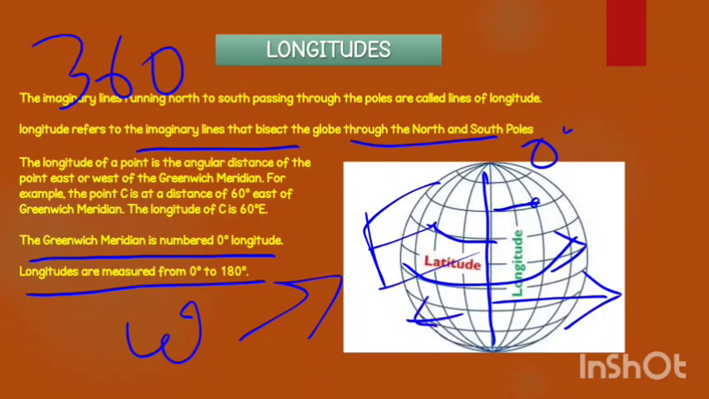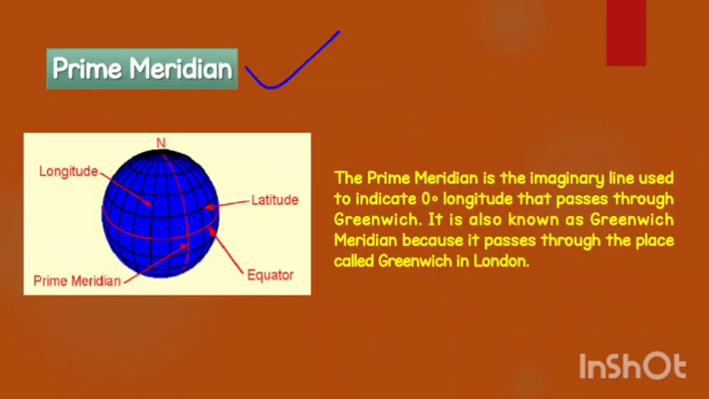Now, the prime meridian. What is the prime meridian? The Greenwich meridian is a reference line for measuring east or west distance. The Greenwich meridian converges on the two poles and passes through the observatory at Greenwich near London. This is called your prime meridian. It is also an imaginary line, indicated as 0 degree, that passes through Greenwich, London. It is called the Greenwich meridian because it passes through Greenwich in London.